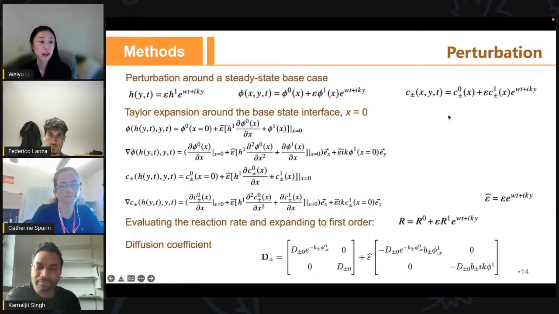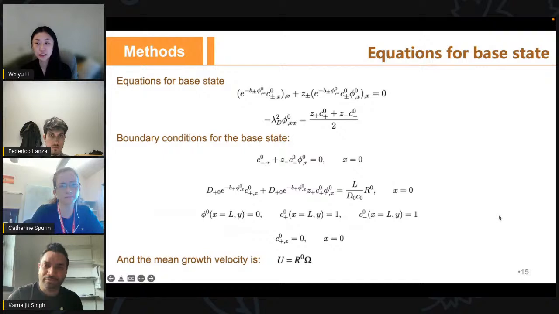And then we do the Taylor expansion around the base state interface x equal to 0. We can also evaluate the reaction rate and expand it to first order. Then we can do the same thing, expanding the diffusion coefficient to first order. After substituting these equations and the expression for the diffusion coefficients into the governing equations, we can collect the order 1 and the order epsilon terms, and we obtain the equations for the base state. Here are the equations and boundary conditions for the base states. They are just the steady state equations for the PNP equations.